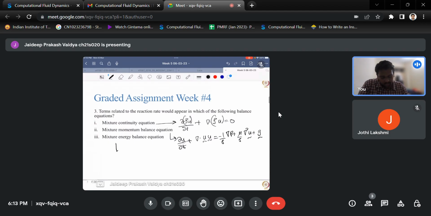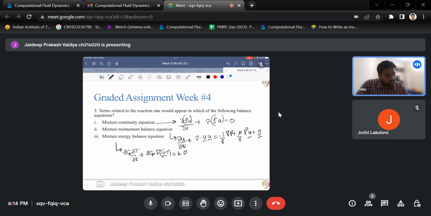And the mixture energy balance is given by rho cp dou T by dou t plus rho cp del dot uT should be equal to k del square T plus mu phi v plus qr. This is the term that's related to diffusion, and this is the energy or source term.